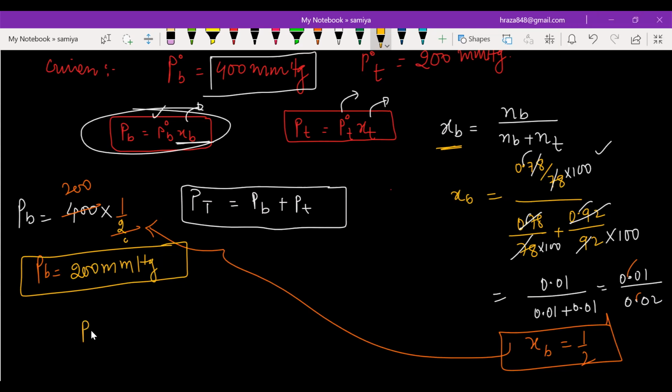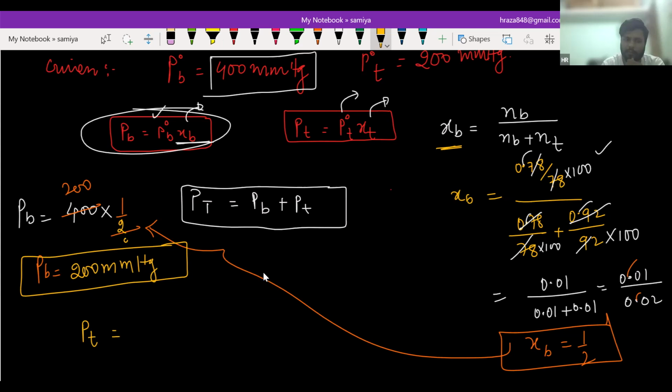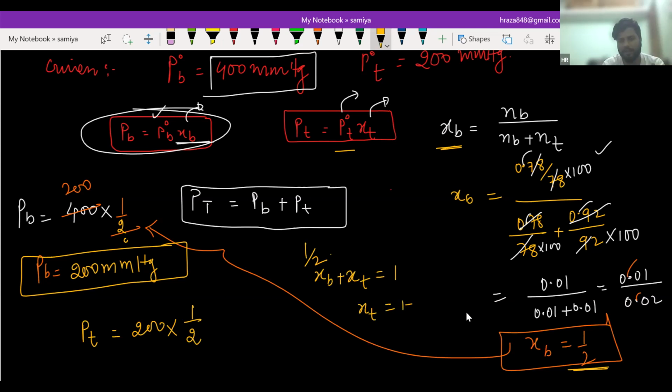No. Now see, sir, the partial pressure of toluene will be equal to P0T, that is given as 200, into the mole fraction of toluene. If the mole fraction of benzene is 1/2, then the mole fraction of toluene is 1/2, because the sum of the mole fractions of all the components will be equal to 1. So if this is half, subtract it from 1, it will be half. I just took it directly as half, and you can see the partial pressure of toluene will be 100 mmHg.